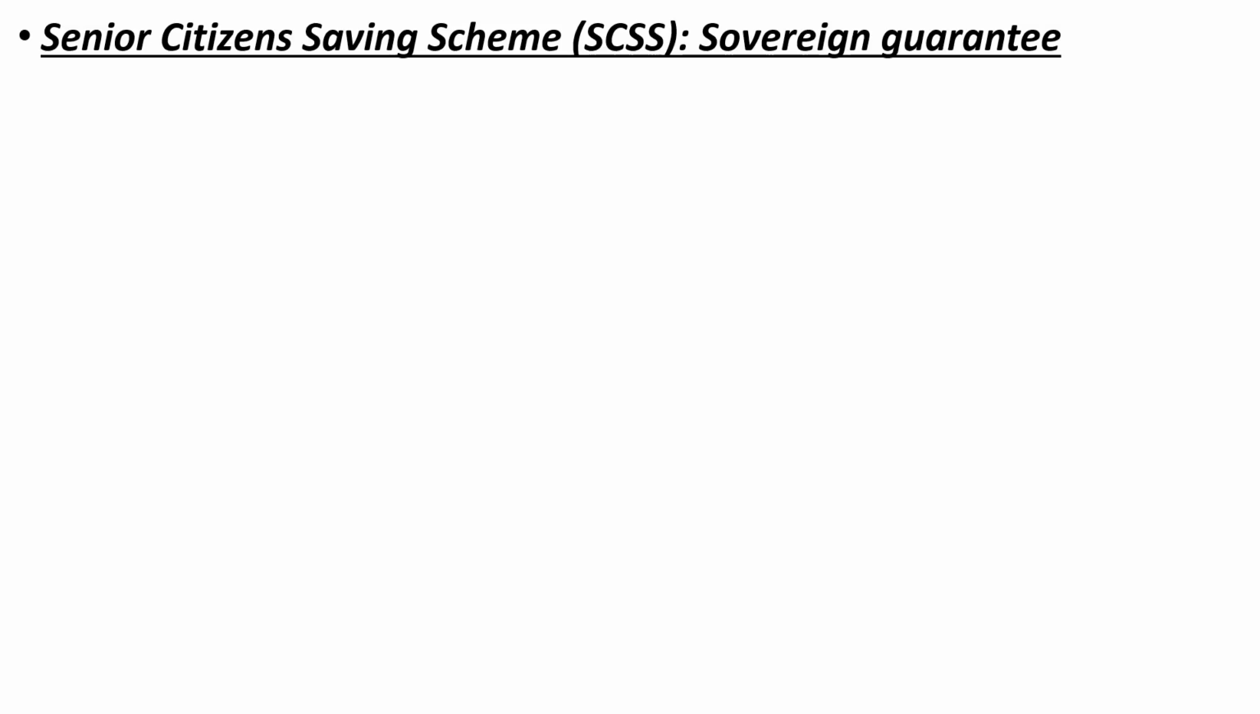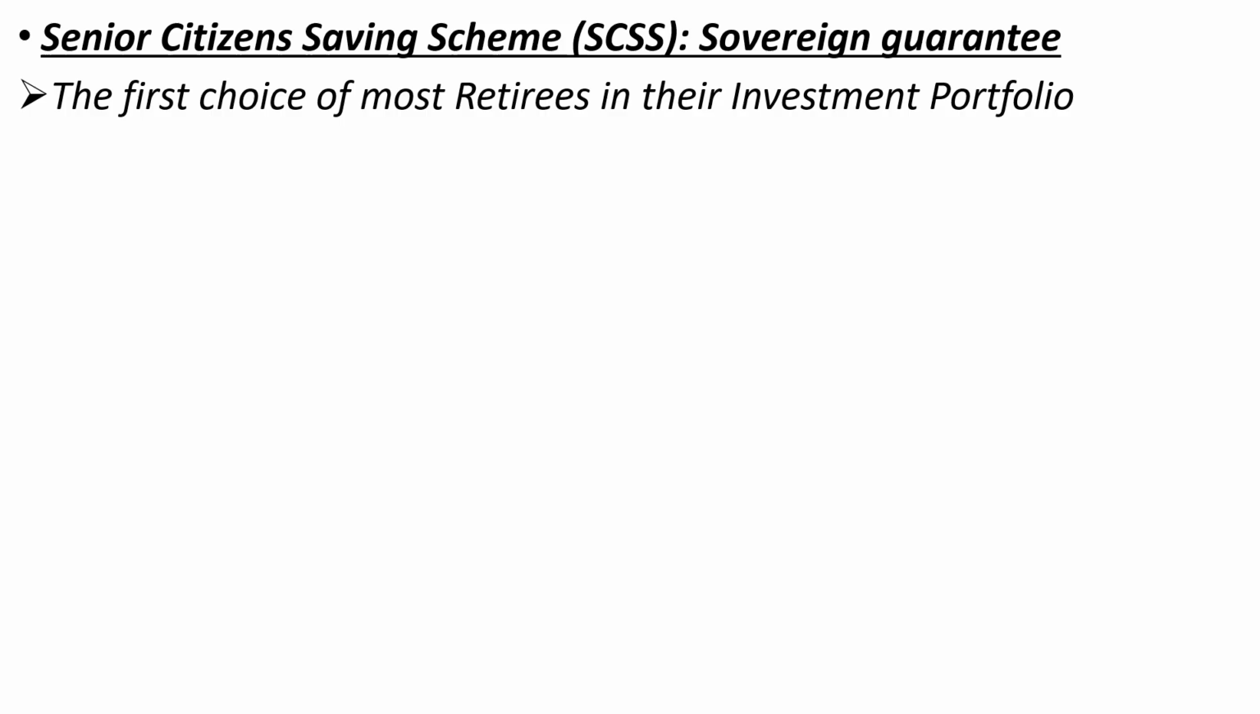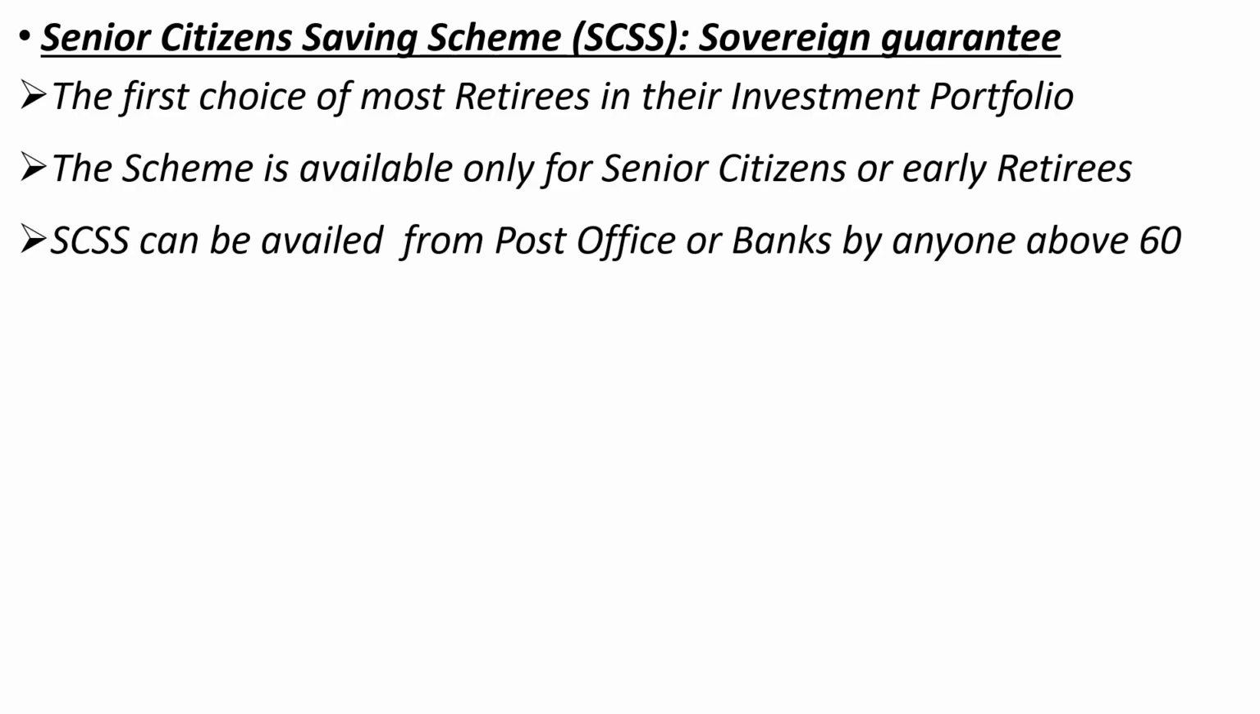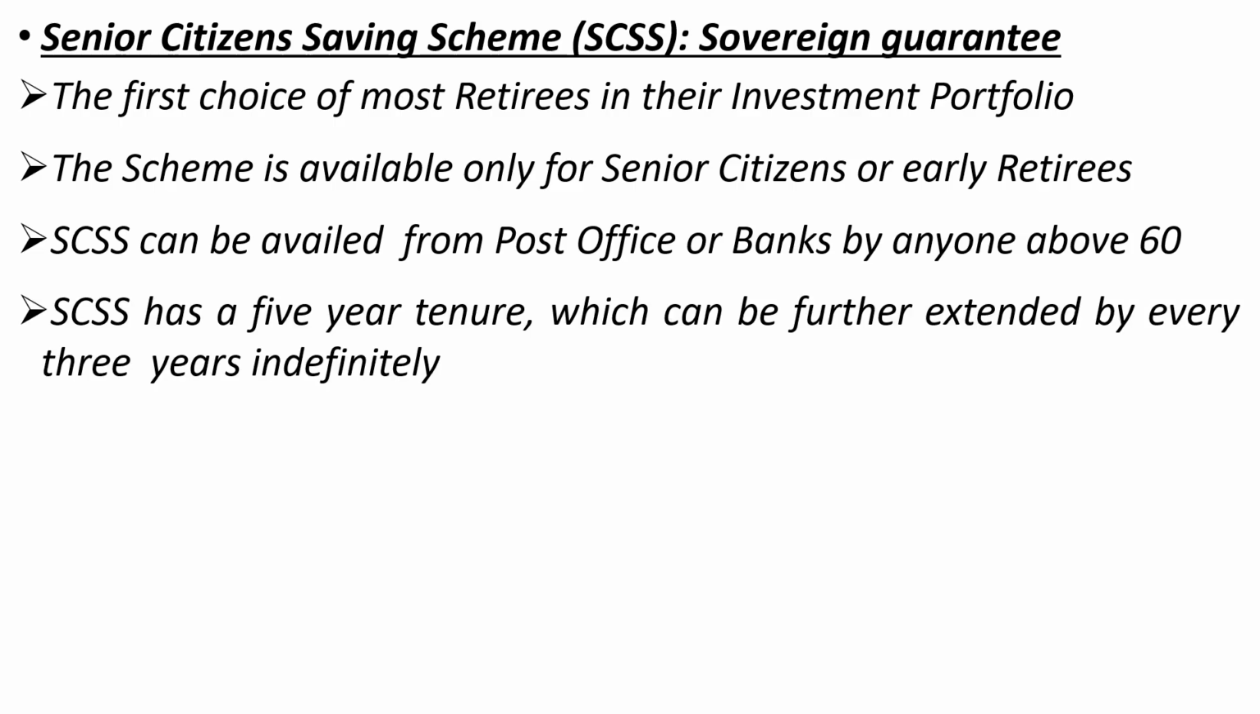Senior Citizen Savings Scheme with a sovereign guarantee. The first choice of most retirees in their investment portfolio is investment in the Senior Citizen Savings Scheme. The scheme is available only for senior citizens or early retirees. Senior Citizen Savings Scheme can be availed from a post office or banks by anyone above 60.